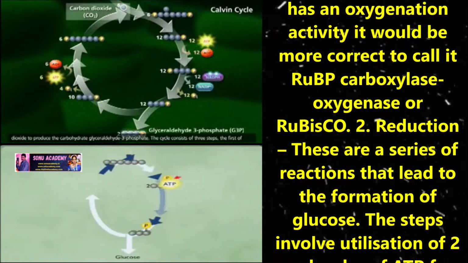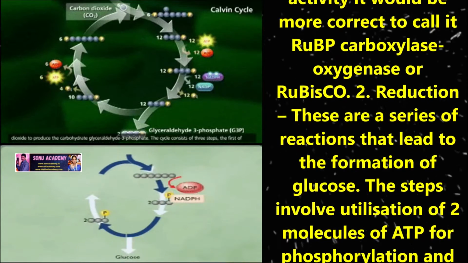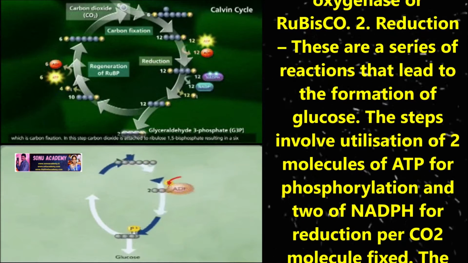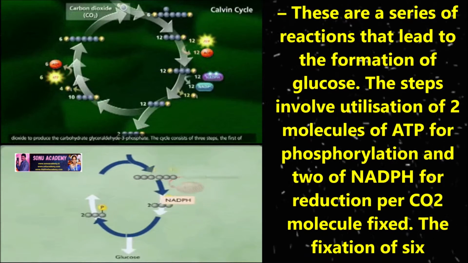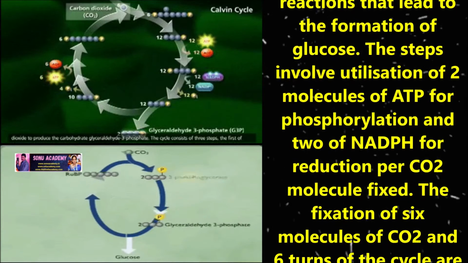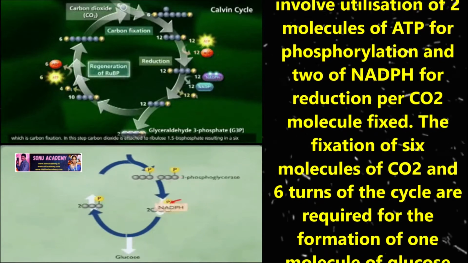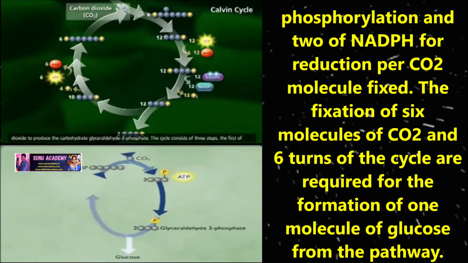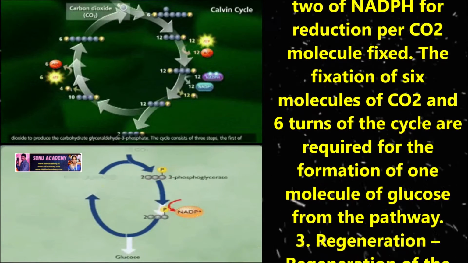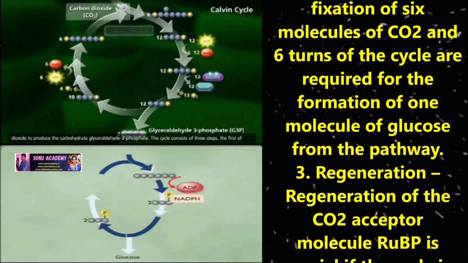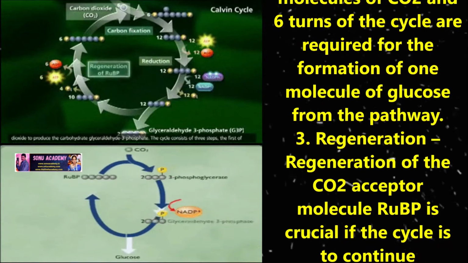RuBisCO. Let us discuss reduction. There is a series of reactions that lead to the formation of glucose. The steps involve utilization of 2 molecules of ATP for phosphorylation and 2 of NADPH for reduction per CO2 molecule fixed. The fixation of 6 molecules of CO2 and 6 turns of the cycle are required for the formation of 1 molecule of glucose from the pathway.